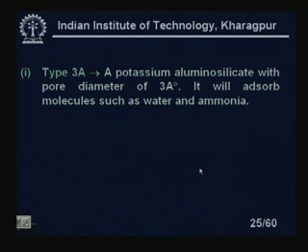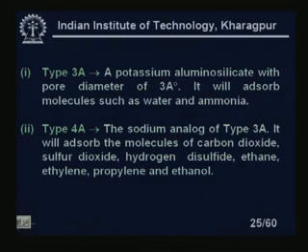Type 3A, a potassium aluminosilicate with a pore diameter of 3 Angstrom. It will adsorb molecules such as water and ammonia. Type 4A is a sodium analog of type 3A. It will adsorb molecules of carbon dioxide, sulfur dioxide, hydrogen sulfide, ethane, ethylene, propylene and ethanol.